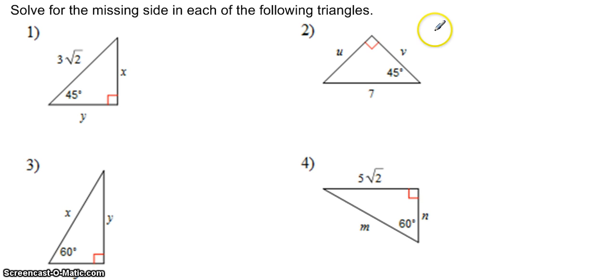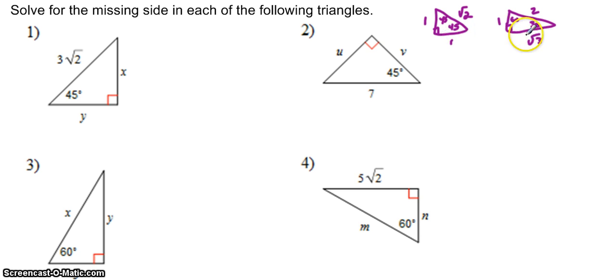Before we start, it might be useful to just copy down the special right triangles that we worked with so far. So we've got the 45, 45, 90 triangle, and that has sides 1, 1, and square root 2. And we've got the 30, 60, 90 triangle. Okay, there's 60, there's our 30. And that's got sides 1, 2, and square root 3.